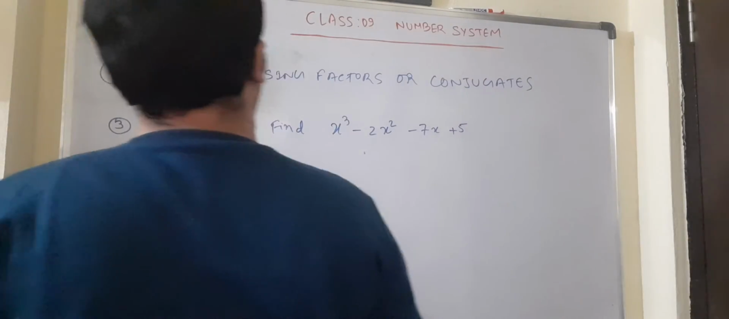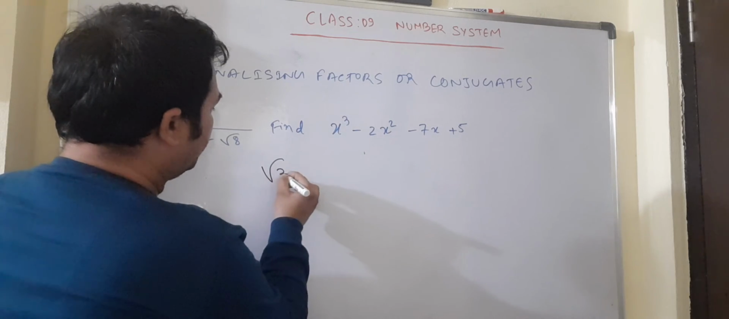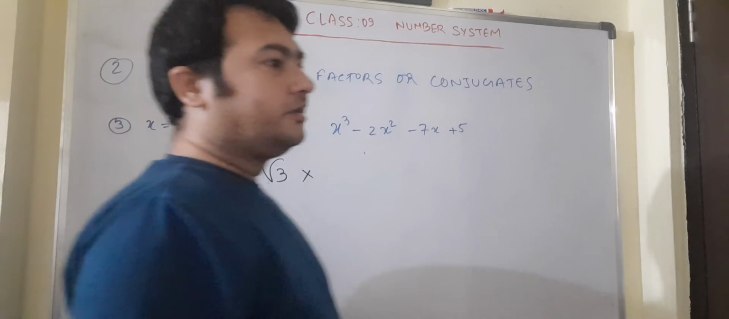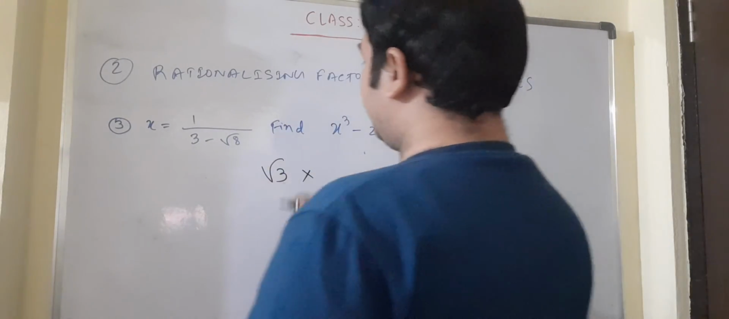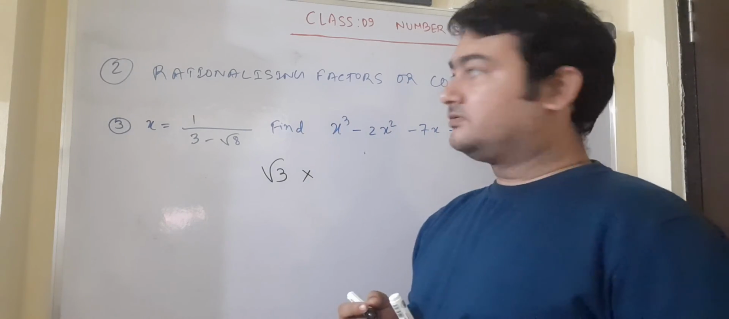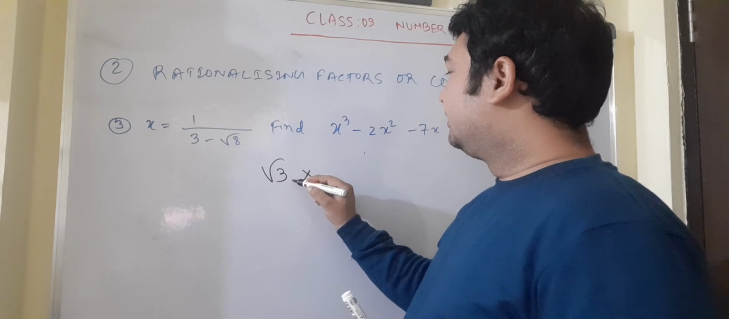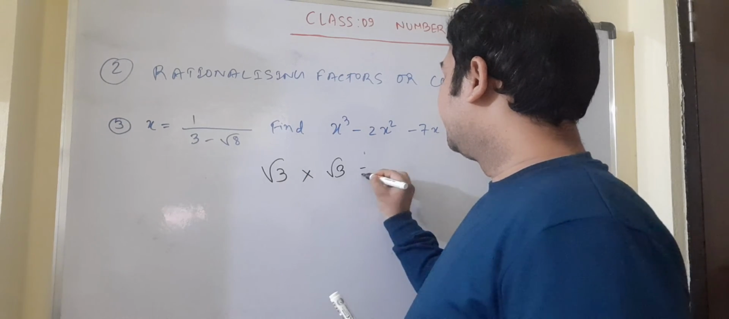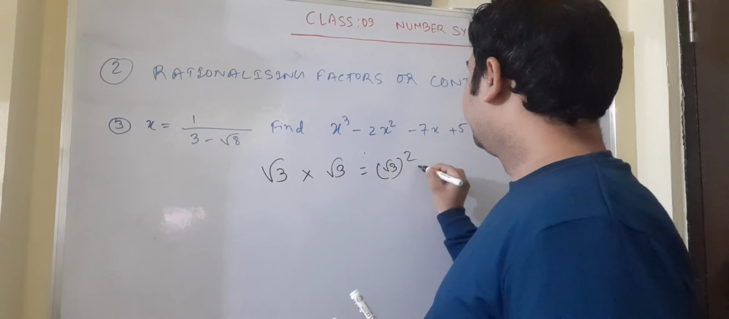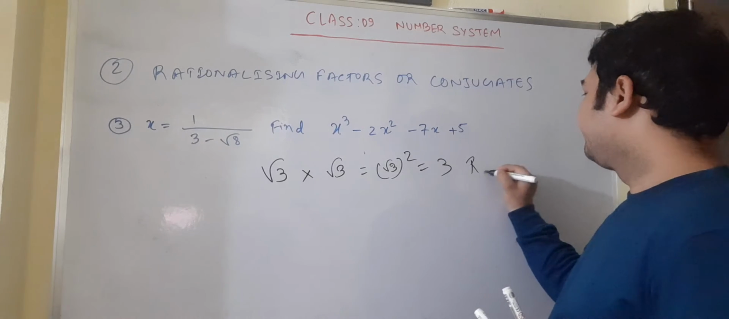Now, rationalizing factors. If I say you have root 3 and you have to rationalize it, it means to convert it into a rational number. So how can you convert this root 3 into a rational number? You can convert it in various ways, by multiplying it by various numbers. Suppose we have root 3, then you can multiply it by root 3 and the root will be removed and it will be 3 out of the root. So this 3 is a rational number.